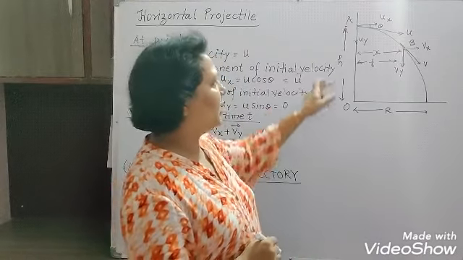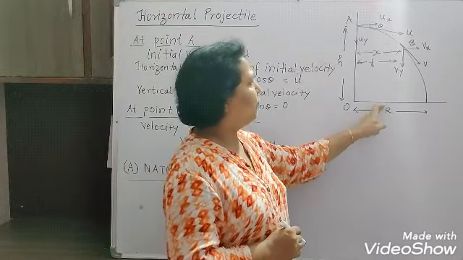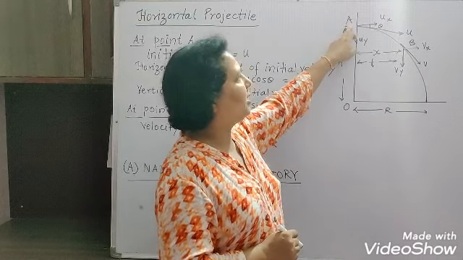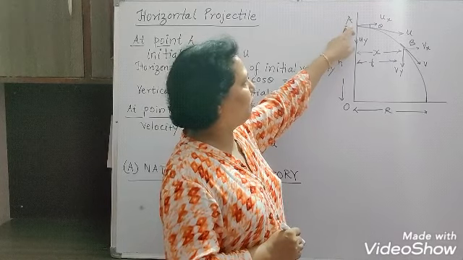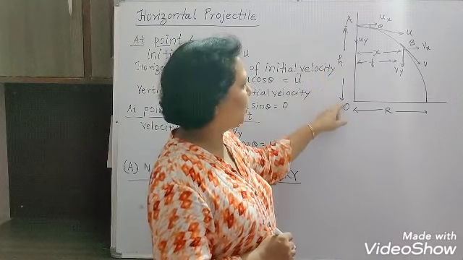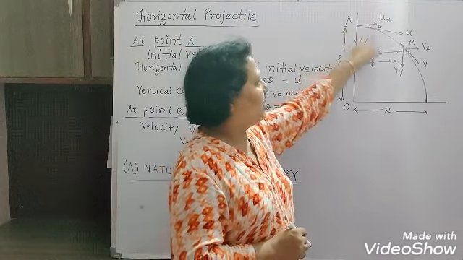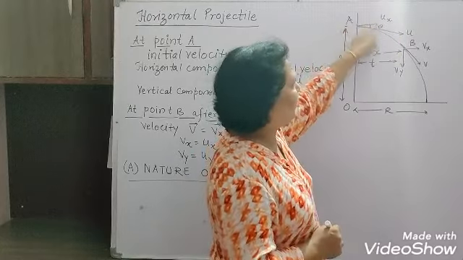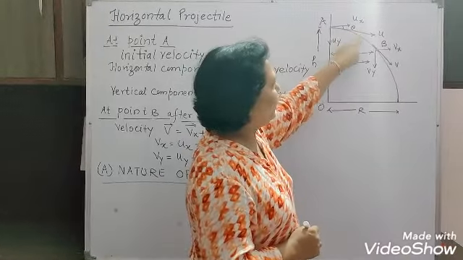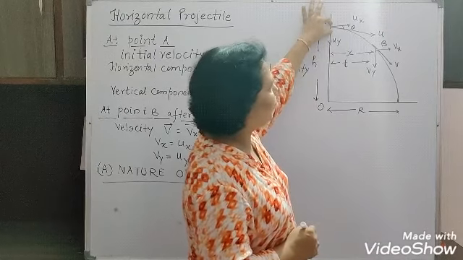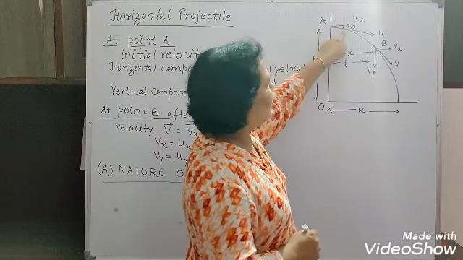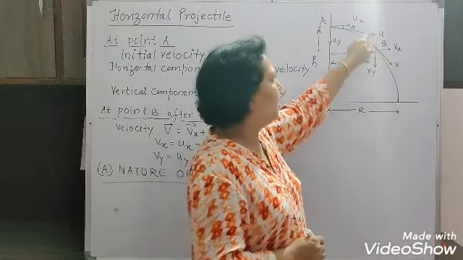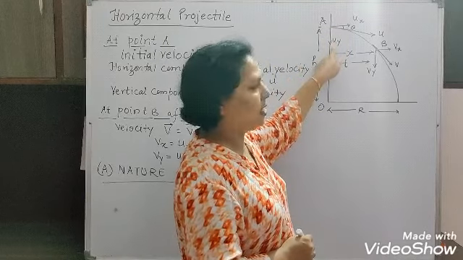Here you can see in the figure, this is the point A. At this point the body is projected from a height h from the ground, and the initial velocity by which the body is projected is u, which makes an angle theta with the horizontal. You will find that this initial velocity is resolved in two components, the horizontal component and the vertical component.